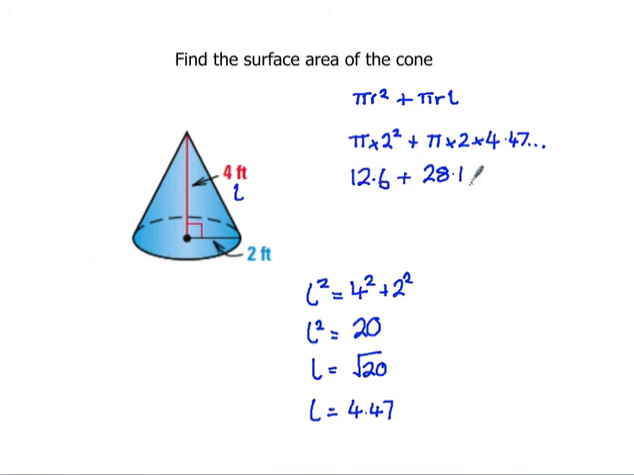Try and avoid making a rounding error here, but when I add these two bits together, that will give me an answer of 40.7 to 1 decimal place. And then we need to put the units on as well here, and it's an area, so that will be square feet.